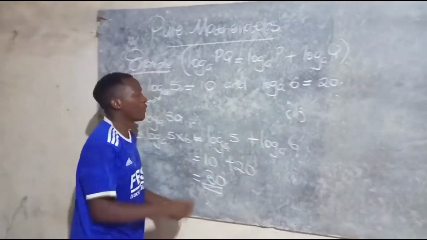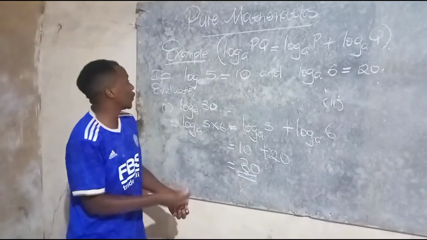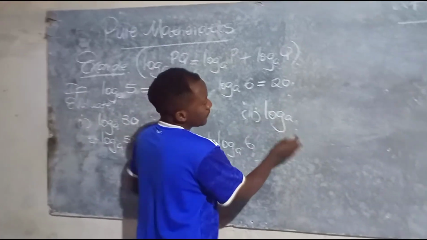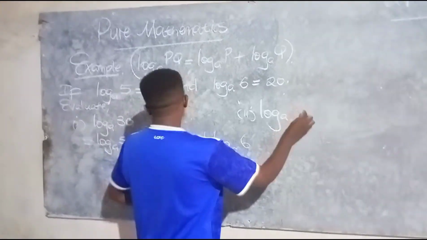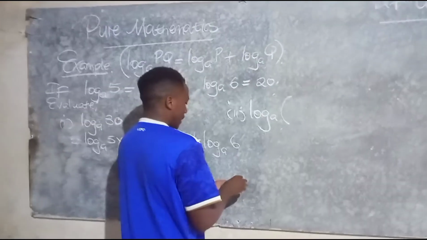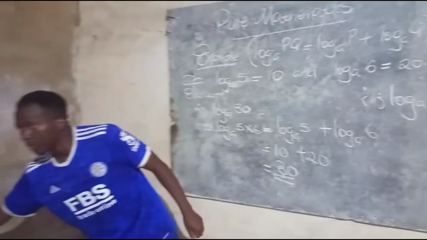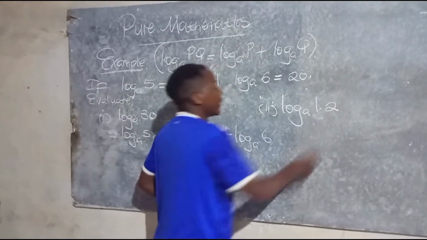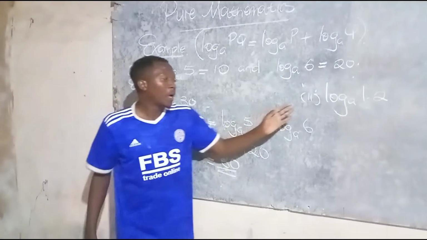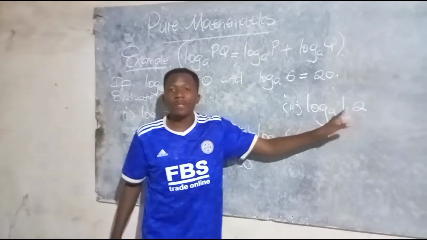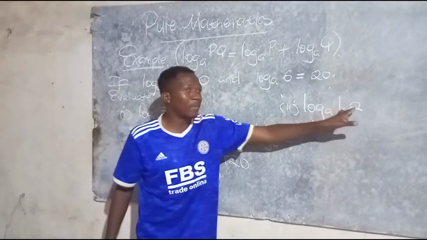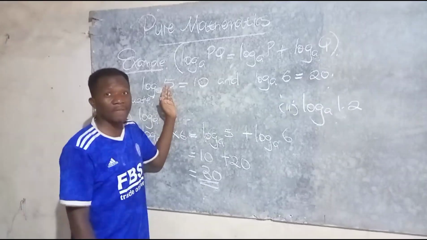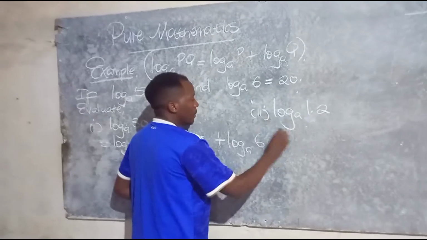Then, if we are able to have log A, maybe in the brackets here, log A of 1.2. So in that case, if we have 1.2, it means this number cannot be gotten by multiplication. It was gotten by division. It's either 5 was divided into 6, or 6 was divided into 5, whichever way. So we're going to drop down here.